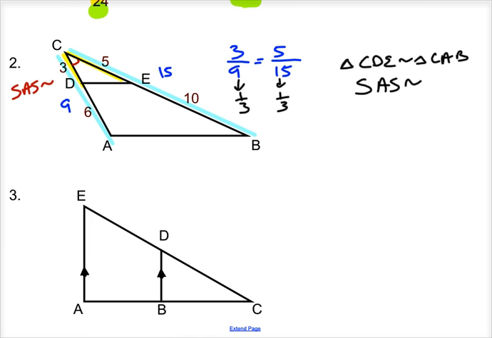Number 3. I have parallel lines, and I know parallel lines give me corresponding angles congruent. As soon as I get two angles, I can say that the triangles are similar by angle-angle similarity. So I know it's angle-angle similarity, and now just naming the triangles. I'm going to call one of them triangle EAC, and it's similar to triangle DBC, since EAC matches up to DBC.